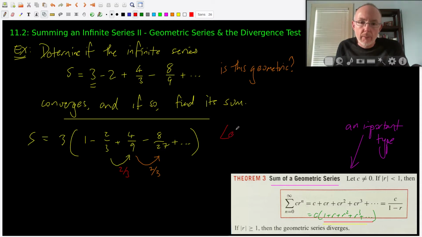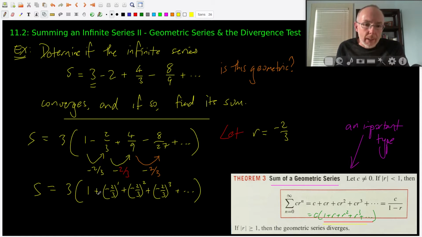But how about if r was itself negative? Because if I start with 1, what number would I multiply 1 by to get negative 2/3? The answer is negative 2/3. What would I multiply negative 2/3 by to get positive 4/9? I'm thinking about the values that are appearing in the sequence. And the answer is negative 2/3, negative 2/3. In other words, I can write this as 3 times 1 plus r plus r squared plus r cubed, where r is negative 2/3. So this series is, in fact, geometric.